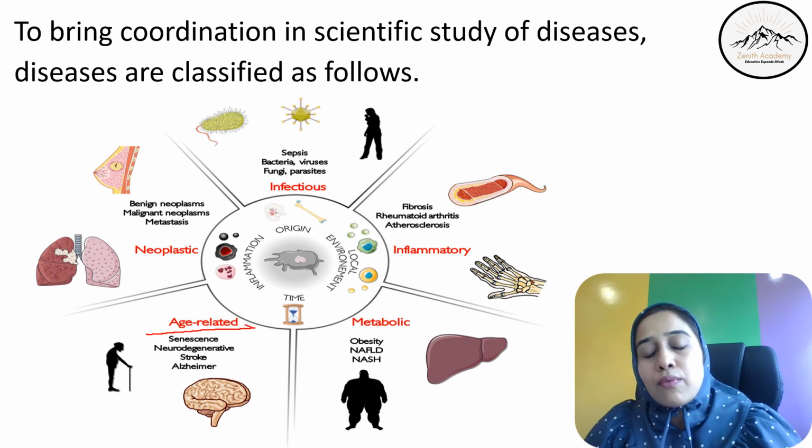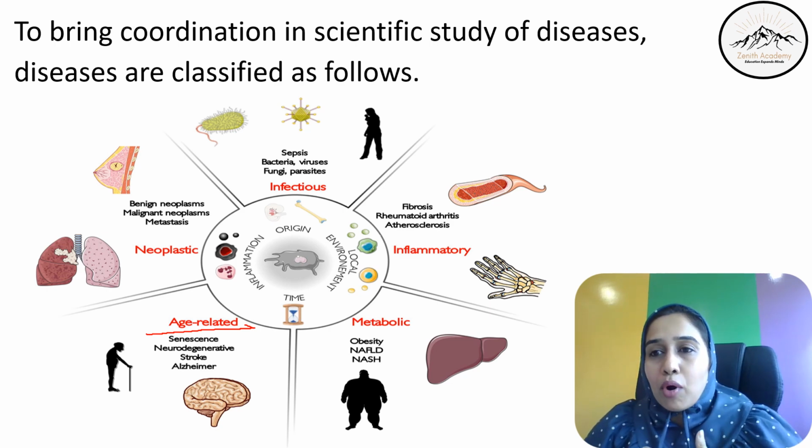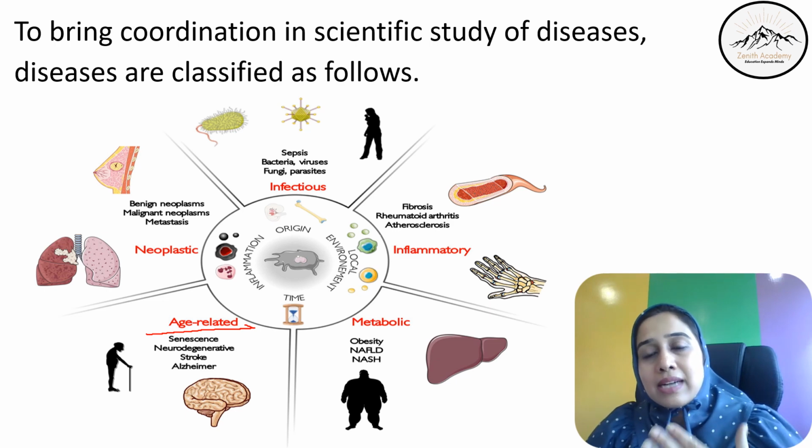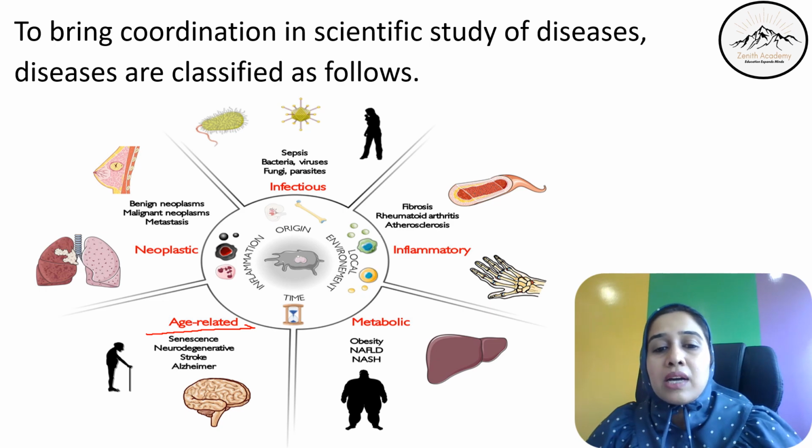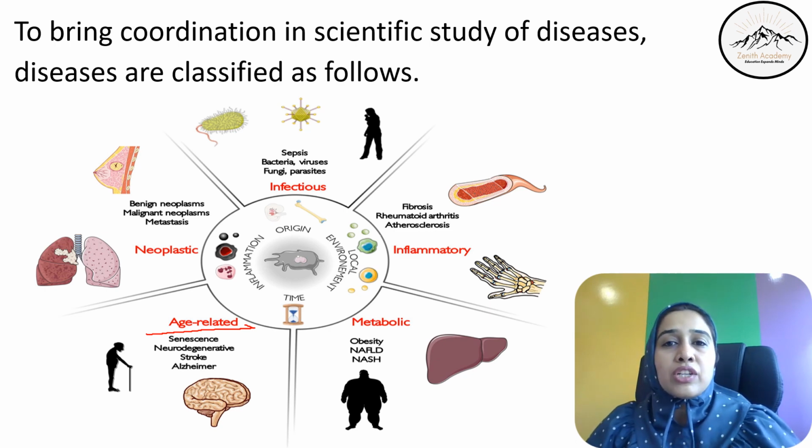Now age related, what does it mean? It means that when our body gets old, the process of aging starts, and a number of diseases affect us. These are neurodegenerative diseases, neurological diseases, stroke, sometimes a brain stroke, or Alzheimer's, and other bone related diseases also due to age, because calcification of bones happens and weakness is there in the bones, that is why.